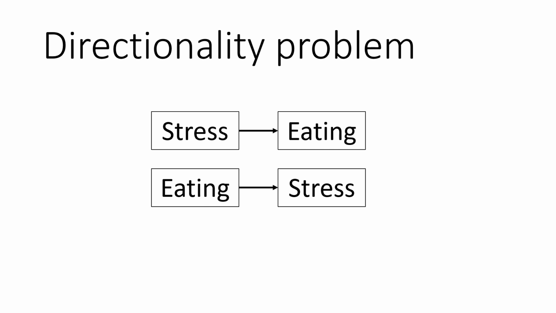If we continue with the example of stress and eating, the directionality problem refers to the idea that stress could cause changes in eating, but eating could also cause changes in stress. Some of the fallacies in thinking we've learned about earlier in class can create misperceptions about the direction of cause and effect in day-to-day life, as can other psychological phenomena.